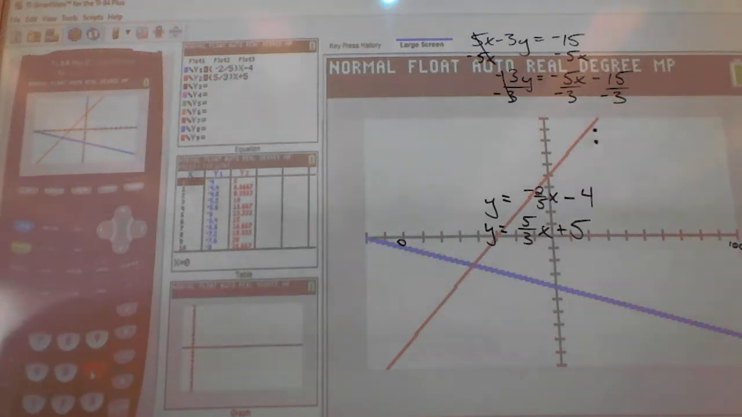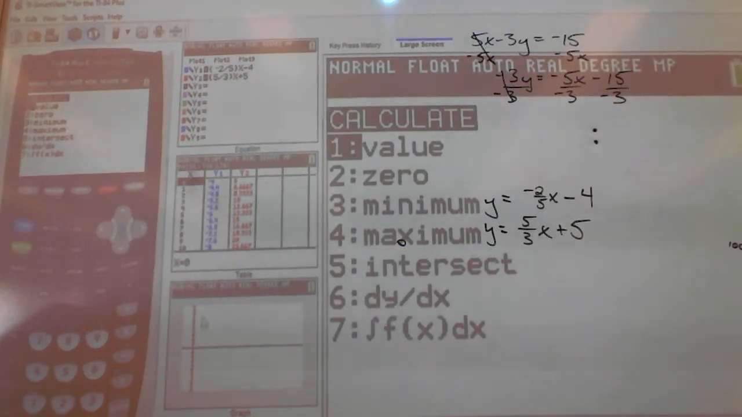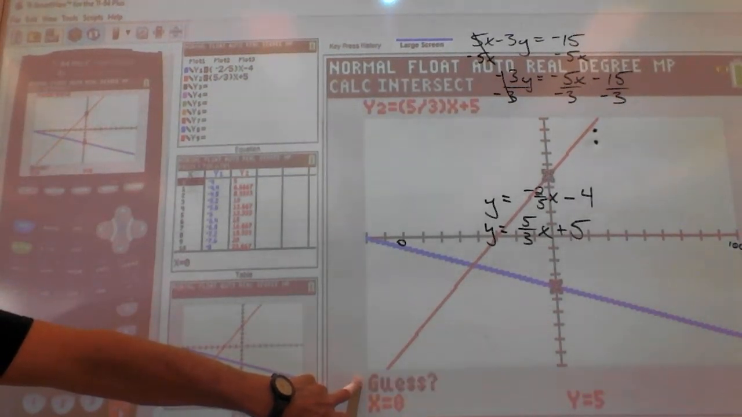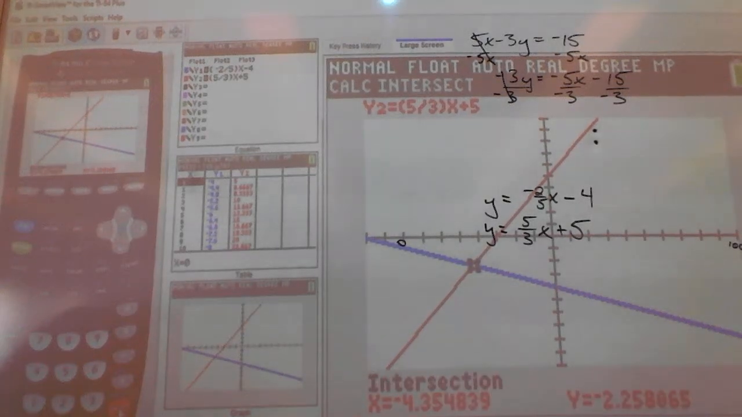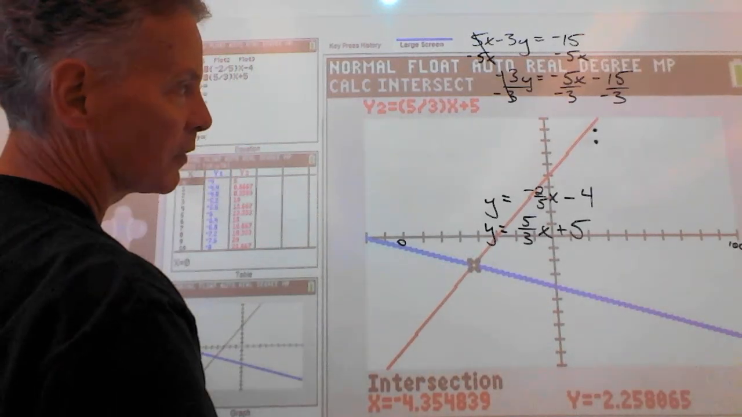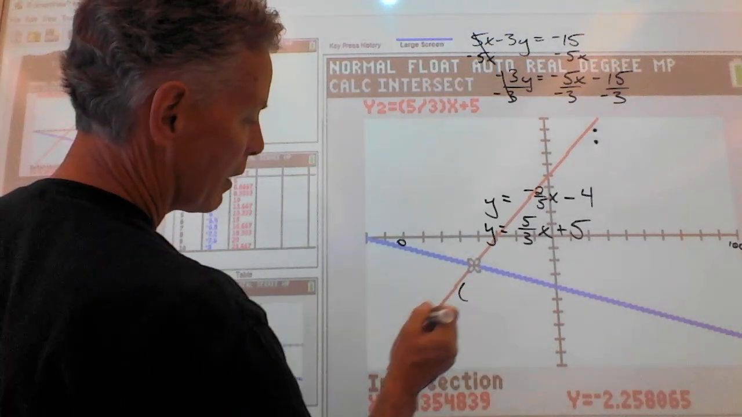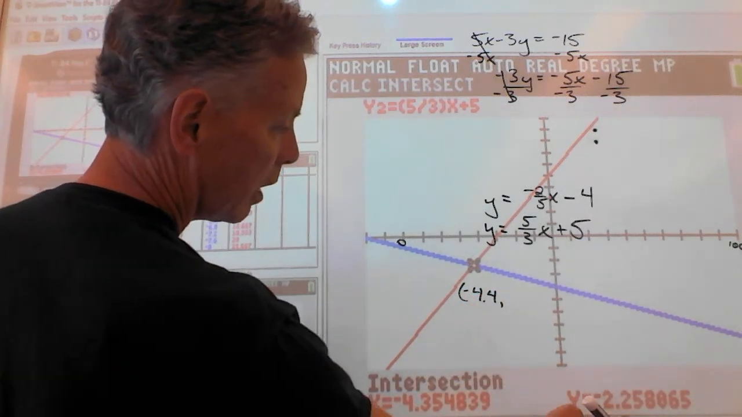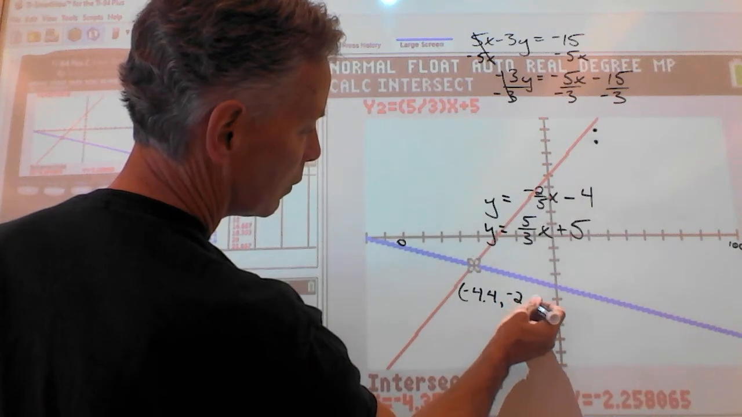And we can very quickly go back, and again we're going to press second, we're going to press trace. That will bring us to option 5, the one we want, which will bring us to our intersection. And then it's simply a matter of pressing enter 3 times. Once for the first curve, once for the second curve, and once to guess. And don't worry about the decimals. Just round to the nearest tenth. So our x value is -4.4. Our y value is -2.3.